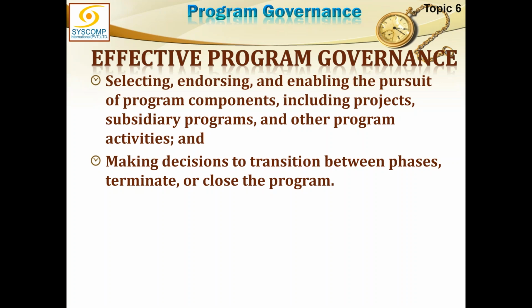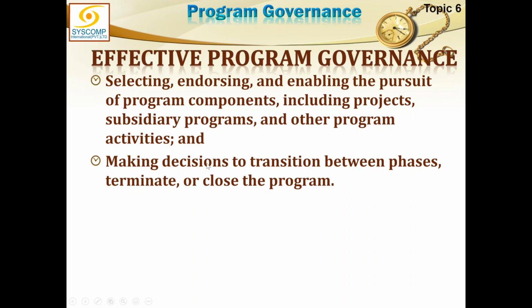And program governance board will decide on the fate of each component, whether it should be done, it should not be done, or if it is done, then is it complete or it is not complete, including project subsidiary programs and other program activities. All of this is included in selecting, endorsing, and enabling.